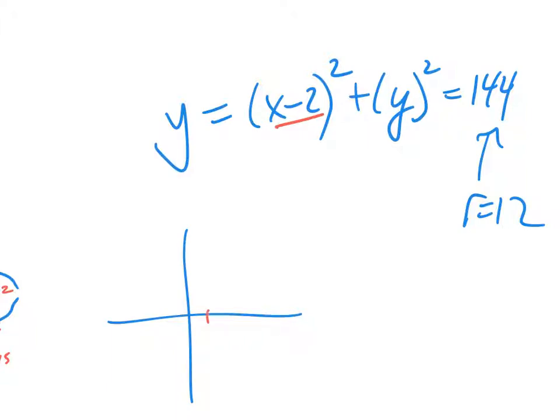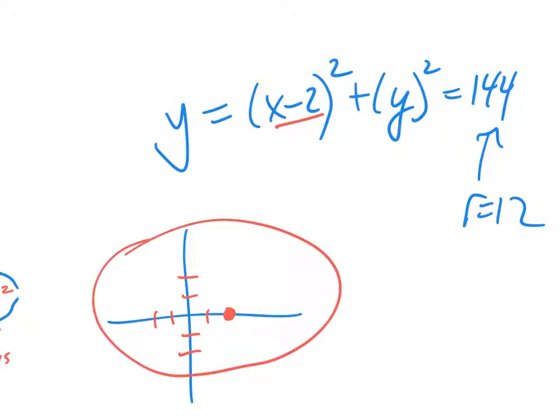Do you feel like it's moved 2 to the right, 2 up, 2 to the left, or 2 down? The center of the circle. 2 to the right is correct. And it has a radius of 12, so it'd be a really big, that's the worst circle in the world, but I think you get the idea. The radius of that would be 12.